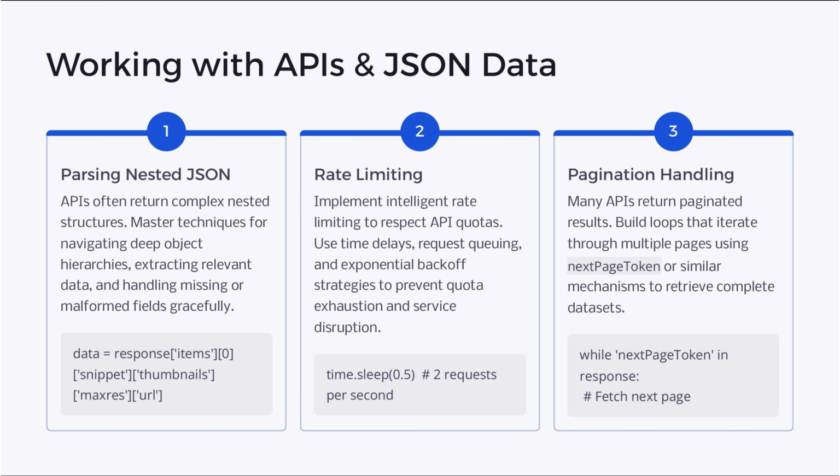APIs often return complex nested JSON structures. Master techniques for navigating these hierarchies, extracting data, and handling missing fields. Implement intelligent rate limiting with time delays and exponential backoff to respect API quotas. For paginated results, use loops with NextPage token to retrieve complete datasets efficiently.